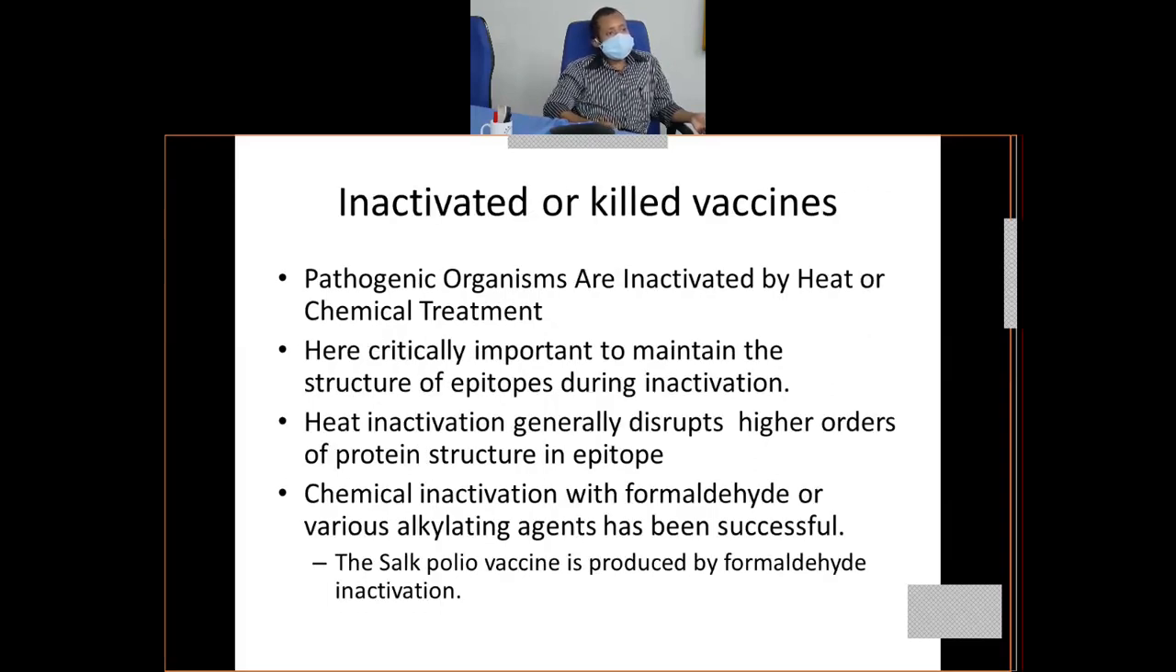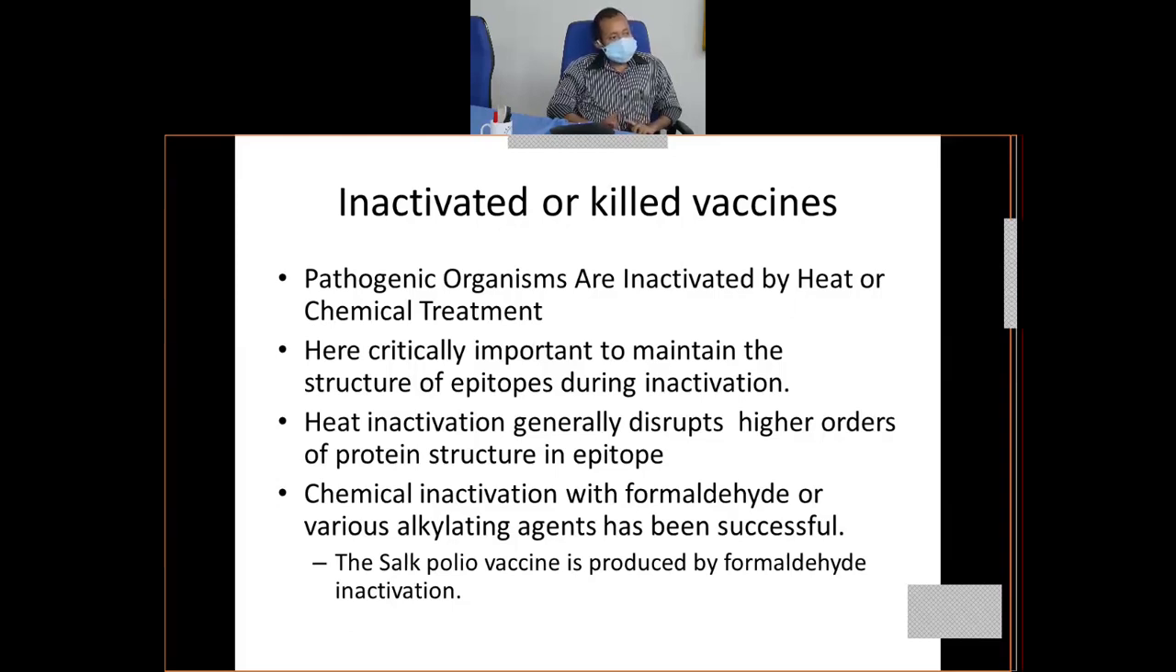Then we come to the inactivated or killed vaccine. As the name signifies, killed vaccines are not live vaccines. That means the organism is killed. It may be a bacterium or a virus. Killing is basically done either by heat or by a chemical substance like formaldehyde. So either you can use heat or chemical substances.